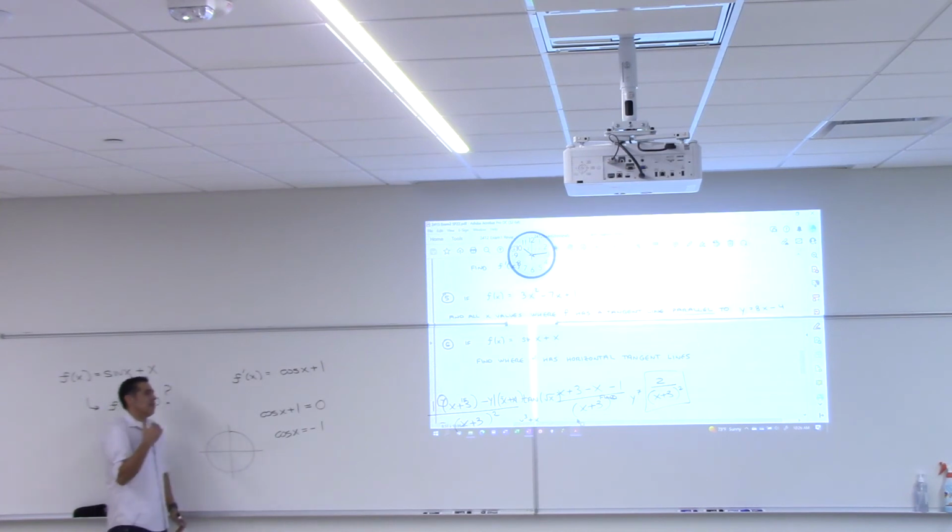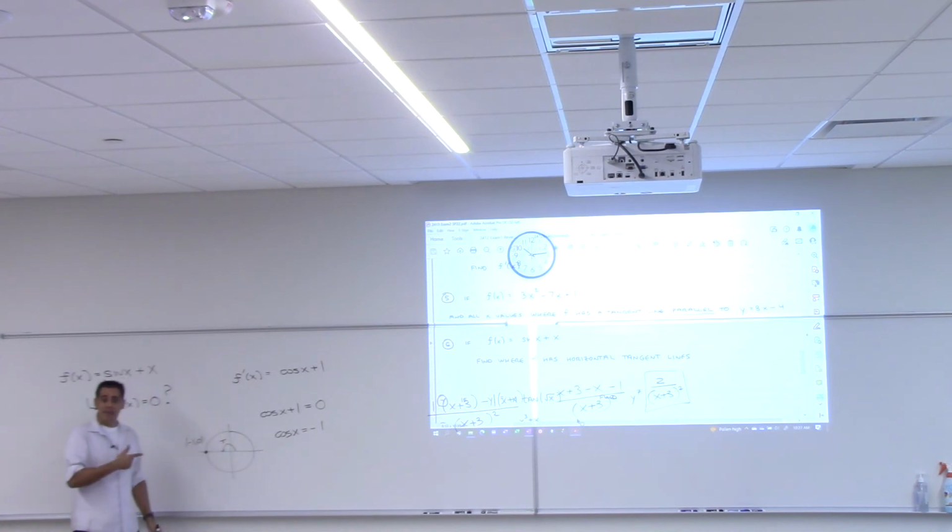And I'm asking myself, at what angle do I have a cosine value of negative 1? And cosine is always the x-coordinate on the unit circle. So at what angle is my x-coordinate negative 1? At pi, right? Right here? Because that's the point negative 1, 0. So that's at pi, right?